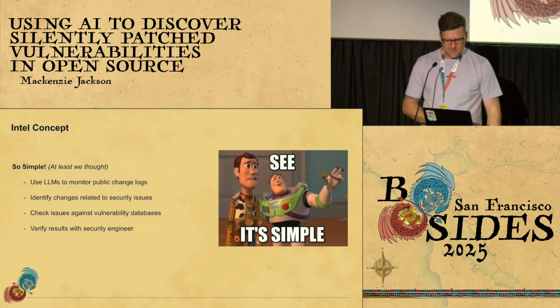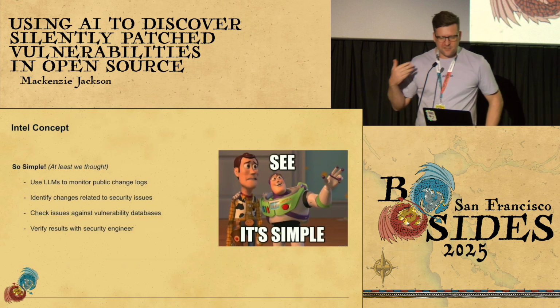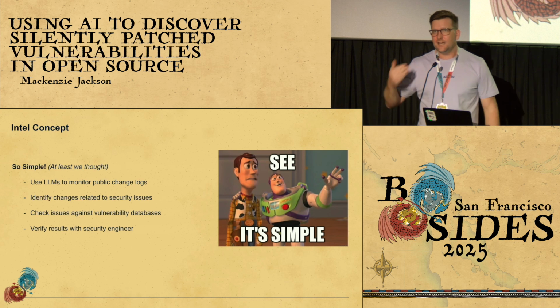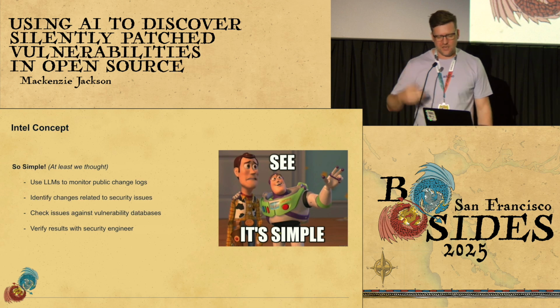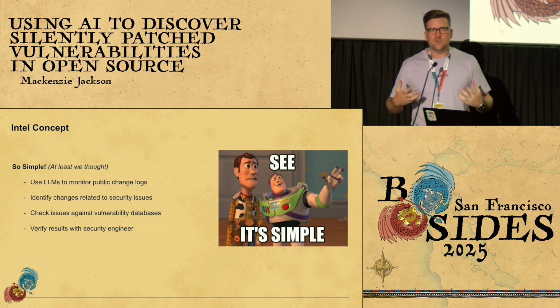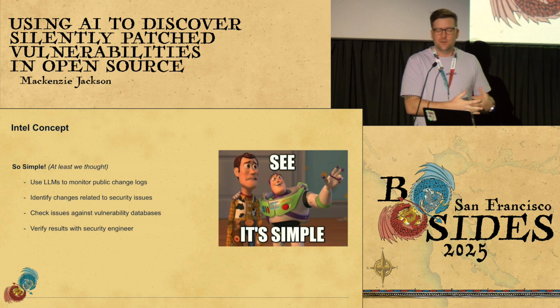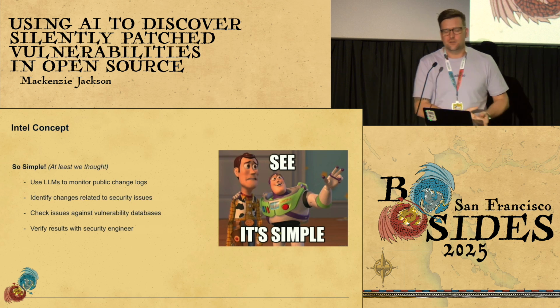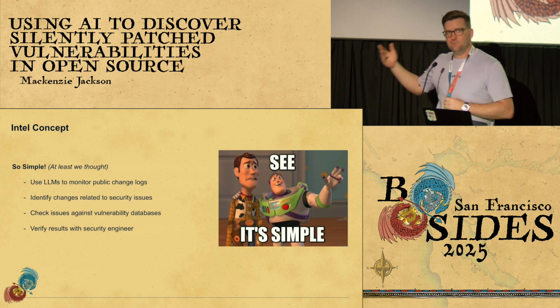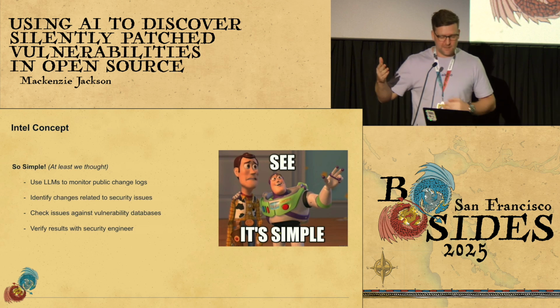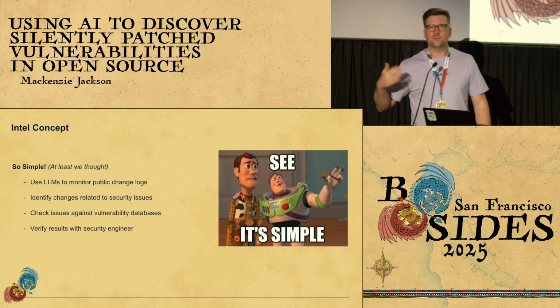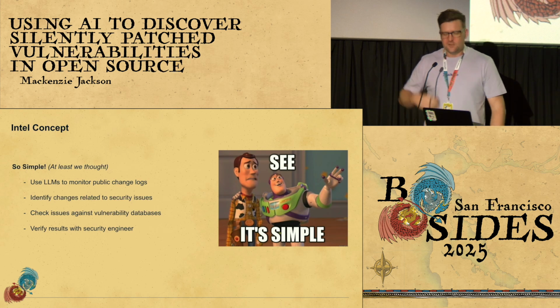This was our initial concept. We're going to use LLMs to monitor public changelogs. Then we want to identify when a change has been made to software that relates to security. We will then check that against vulnerability databases and see if they've been updated. And then we'll verify those results with a security engineer. A real person needs to look at this. So that's what we decided to do.